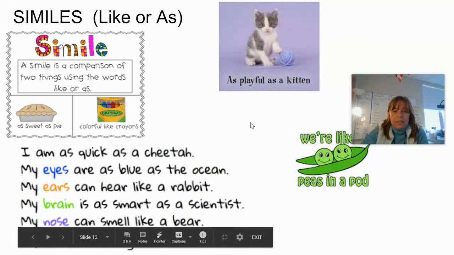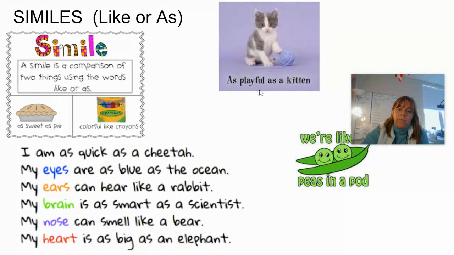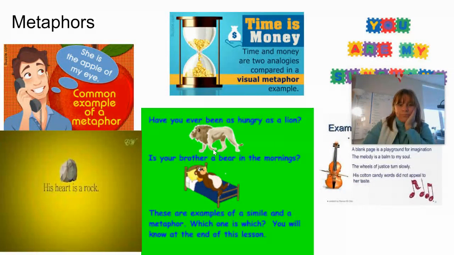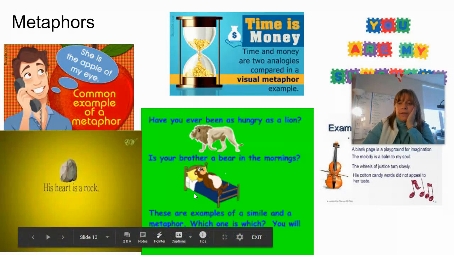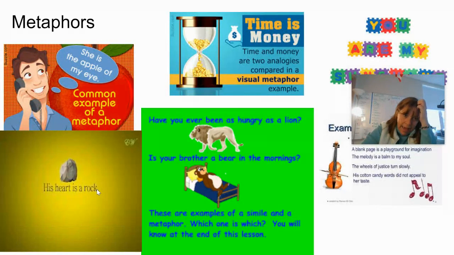So here's a couple more similes. As playful as a kitten, that's a simile because it's using the word as. We are like two peas in a pod because it uses the word like. These are metaphors. They do not use the words like or as. They just state it straight out. His heart is a rock. She is the apple of my eye. No like or as. You are my sunshine. Comparing you and sunshine.